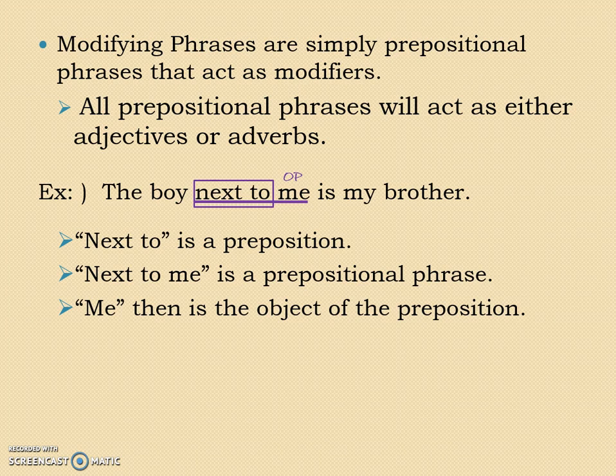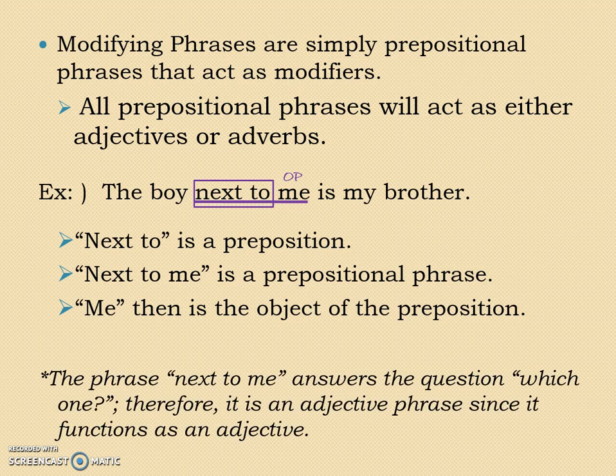And that's all there is to identifying a modifying phrase. You first find the preposition, find the entire phrase, and then you find the object of that phrase, which should be the last word. Now this phrase, next to me, answers the question, which one, about the boy, as in, well, which boy is my brother? The one next to me. Because it is acting as an adjective by answering an adjective question and modifying a noun, it is an adjective phrase.